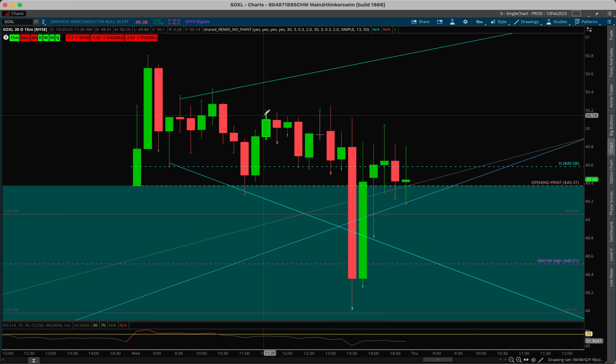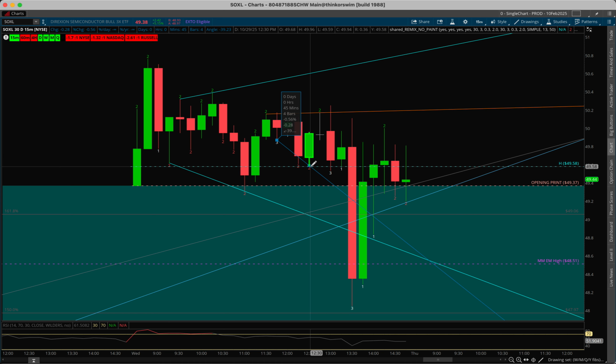Right? If we want to draw it in here, it'd be like this, right? So we could see the angles here. This is flattening out. This is steepening. That means momentum was starting to slow down and price action starting to move to the downside.